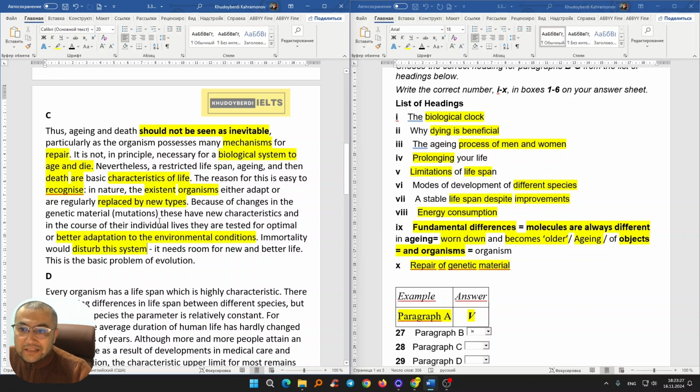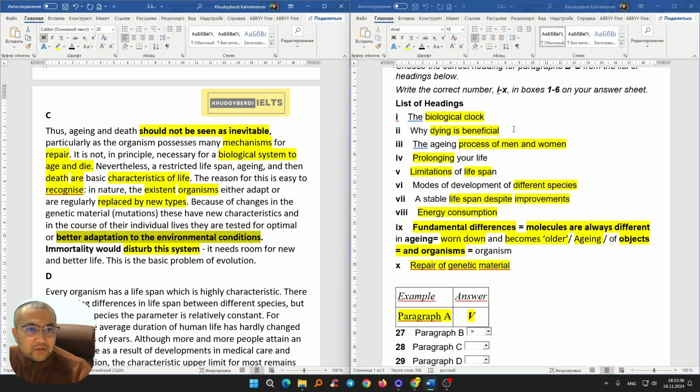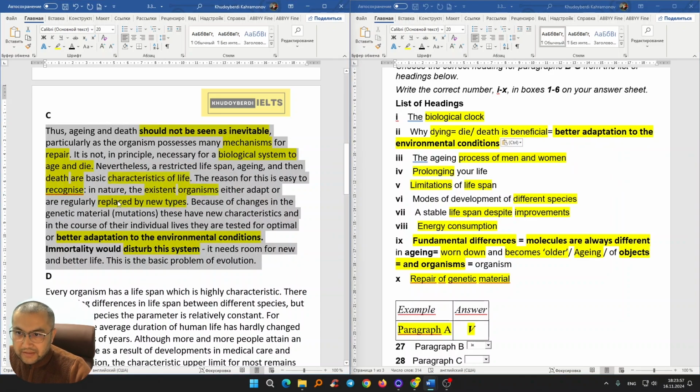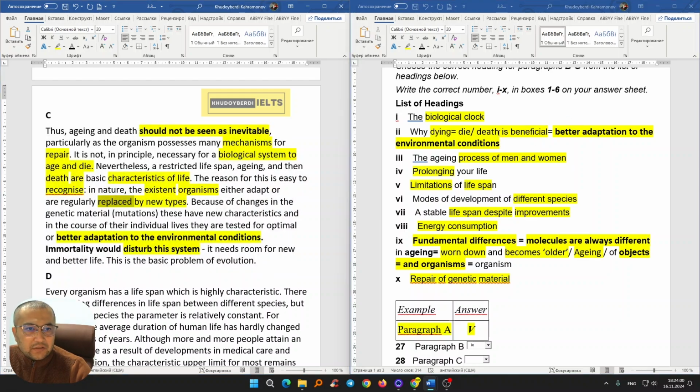Yeah, this is the key. This is the key point, because it's talking about a better adaptation to the environmental condition, which means it's beneficial, and we have a synonym to the word die. Here we have die, and then we have death here, and we have replacing, right? Replacing can be a synonym to the word dying, because a living organism is replaced by a new type of organism, which means dying.